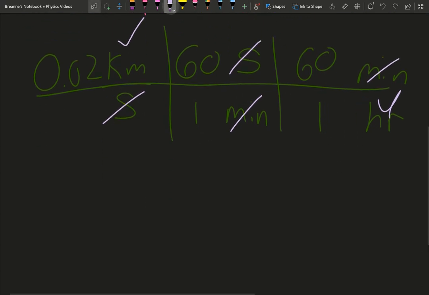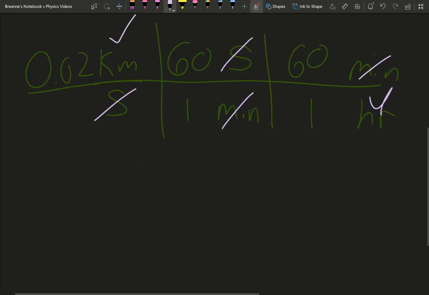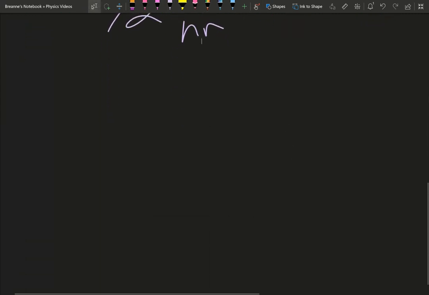And now all you got to do is multiply across the top, multiply across the bottom, and divide. So you just take your 0.02 times 60 times 60. That gives you 72. Bottom's just 1. So your answer is 72 kilometers per hour. So that's just how you break it down. Or you can do it in one big swoop, which I'll show you how to do.